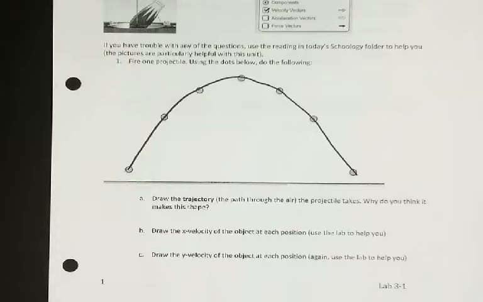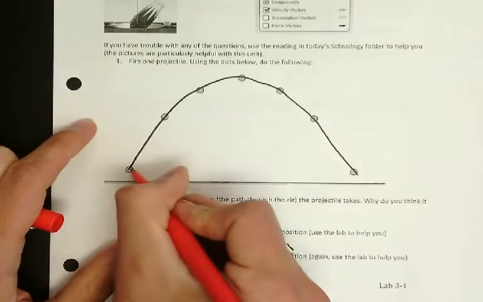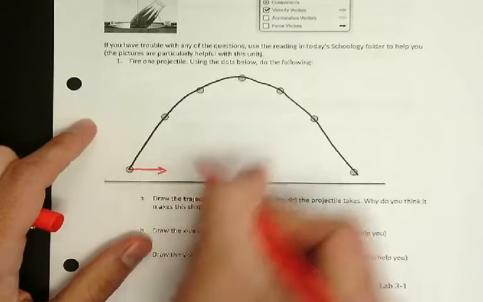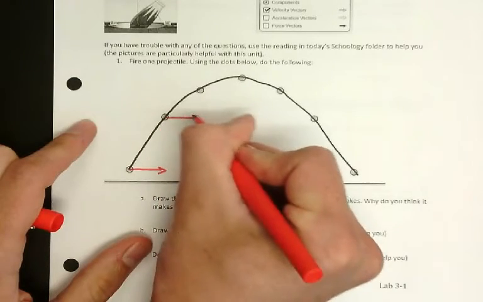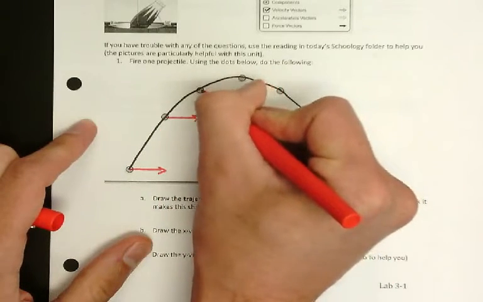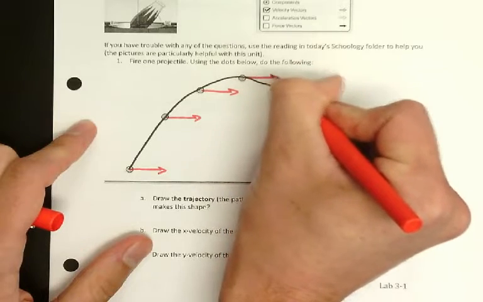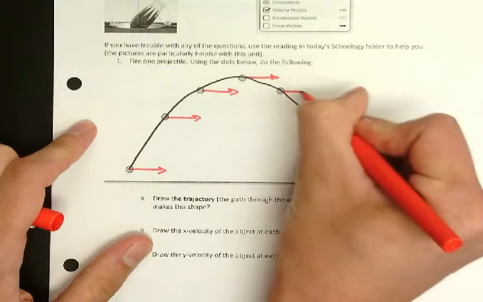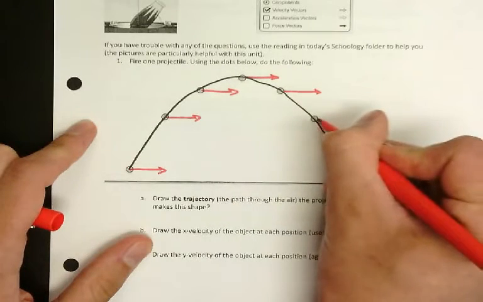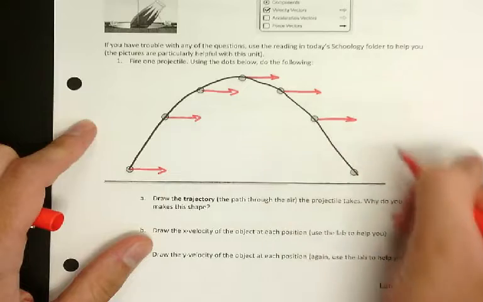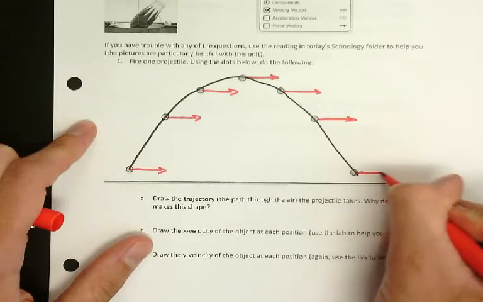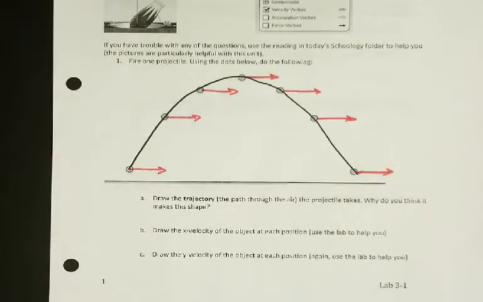So what we're going to do is go ahead and draw the forward motion to just be a straight arrow of the same size all the way through. Okay? Just a nice constant motion.